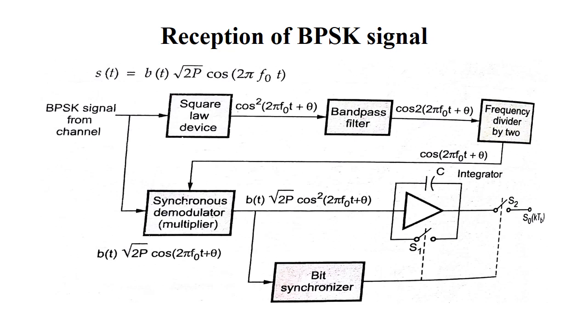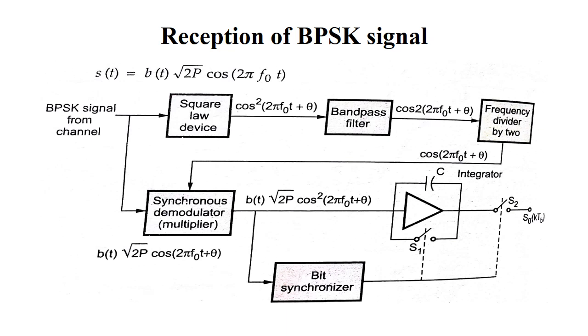Then it is given to the frequency divider. This signal is passed through the frequency divider by 2, and the output of the frequency divider will be a carrier signal whose frequency is f0, that is cos(2 pi f0 t plus theta). Then it is passed into the synchronous demodulator.